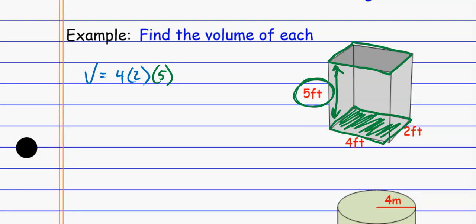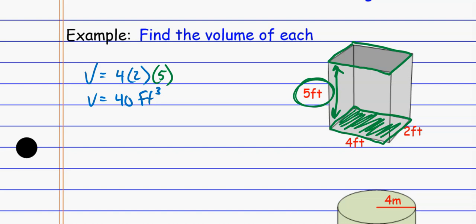And now I can just plug away on this thing, okay? You can use a calculator if you need to. It gives you 40, and that's going to be cubic feet this time, or feet cubed, okay? Because when we're measuring volume, we're literally measuring little tiny cubes that would be like 1 foot by 1 foot, okay?